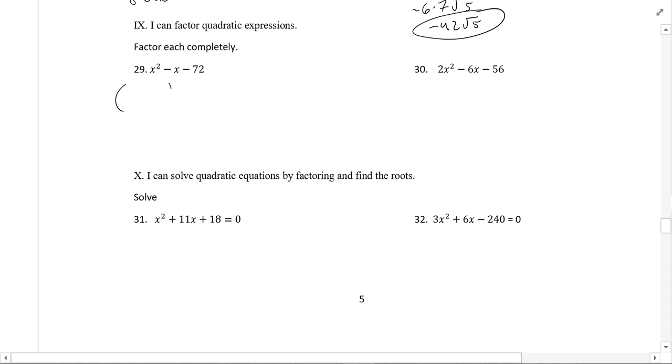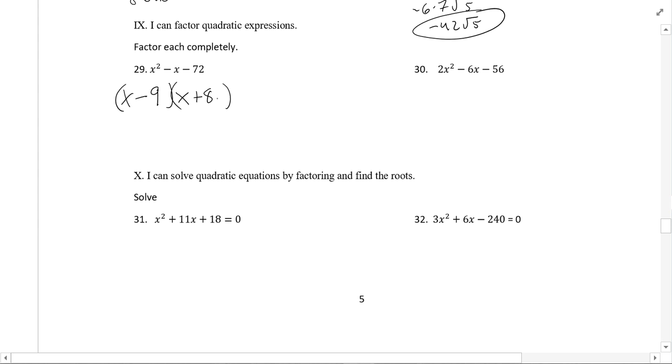So you want to put your 2 parentheses. We already know the factors of x squared are x, and we're saying what would multiply to a negative 72 but add to a negative 1. So we have a negative 9 and a positive 8.